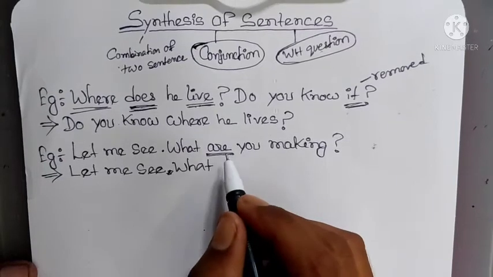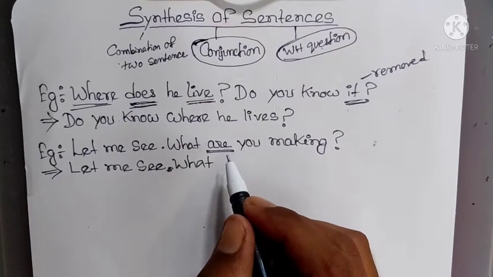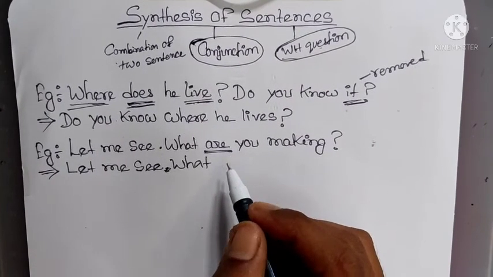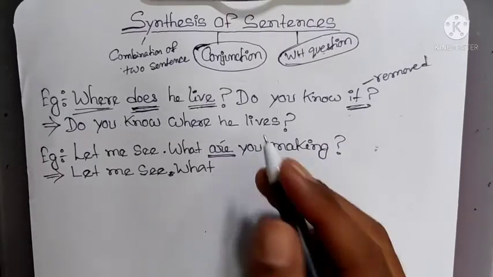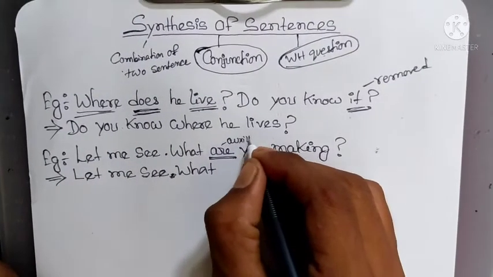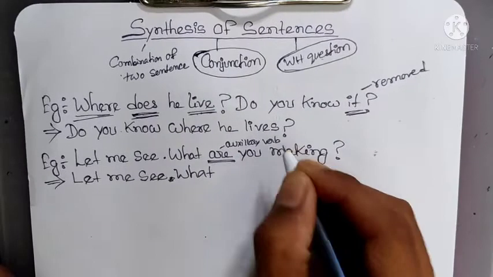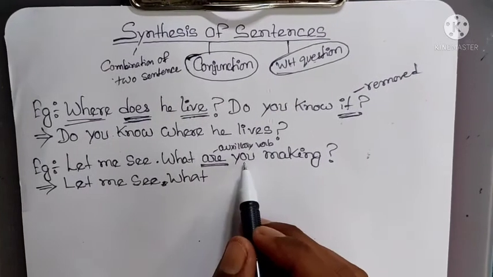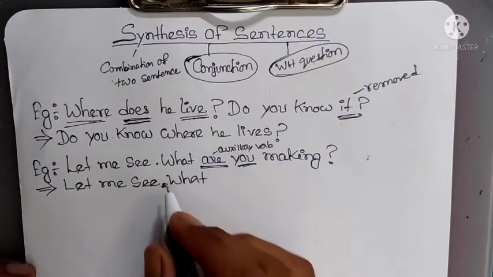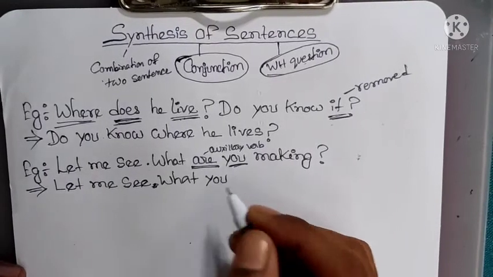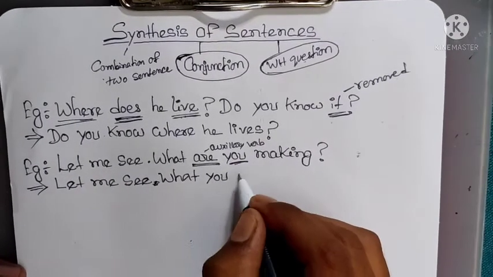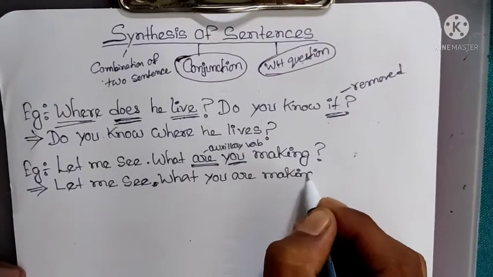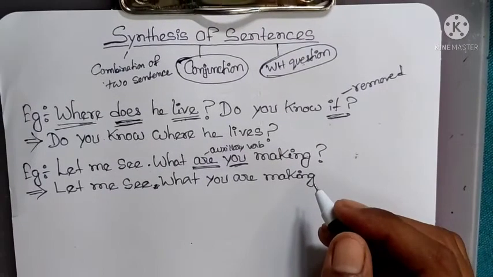Another rule you have to remember here. If there is an auxiliary verb in the sentence, then we have to place it after the subject. So here "are" is the auxiliary verb. So we have to put this auxiliary verb after the subject. So here "you" is the subject. So we have to write you first, then we have to write are, what you are making. This is a small thing, you have to remember it so that your answer may be correct.